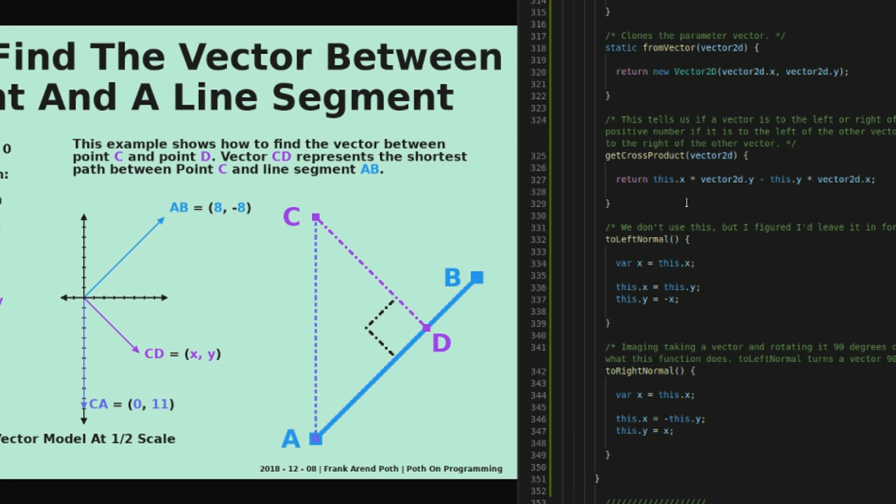Also, we have cross product up here. Basically, it's just this format. You take the x value of whatever vector you're using multiplied by the y value of the parameter vector, the vector you're getting the cross product with, and then you subtract the y value of the vector you're using multiplied by the x value of that other vector you're getting the cross product with. So these are the 3 functions that I forgot to mention, and they are pretty important to doing this stuff.